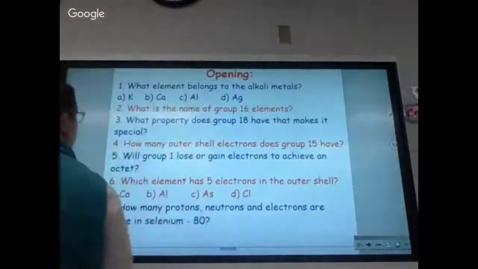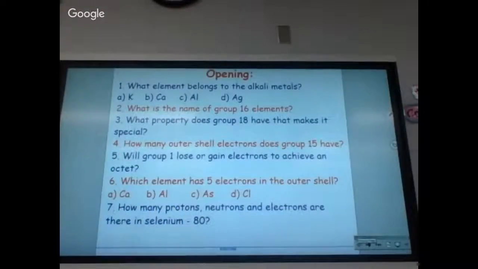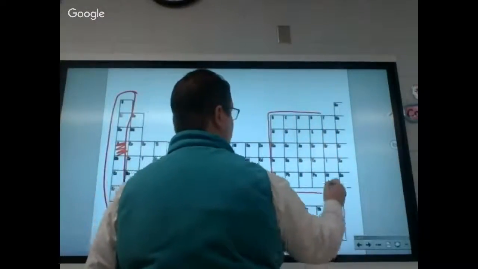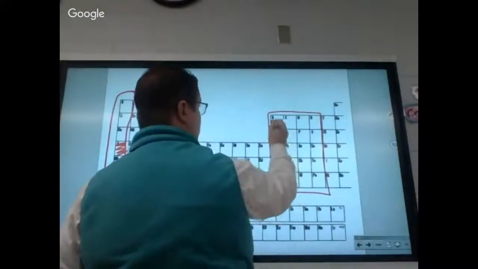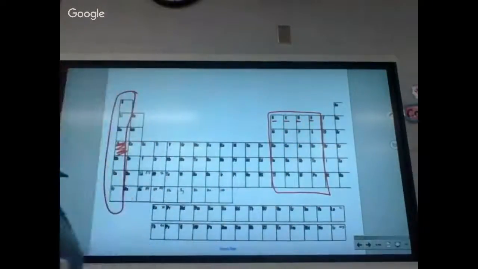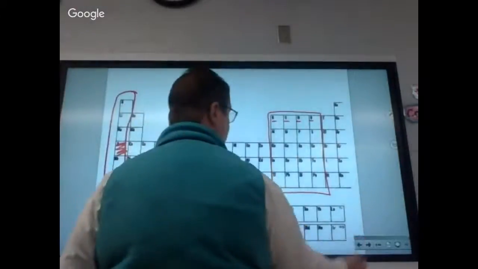Number 2. What's the name of group 16? The oxygen family is one name you can use. You could have called it the chalcogens, but most of you would call it the oxygen family. Remember what I told you? All of these groups are named by what? The first element. So group 13 is called the boron family. Group 14 is called the carbon family. 15 is the nitrogen family, and 16 is called the oxygen family. They're named by the elements at the top.